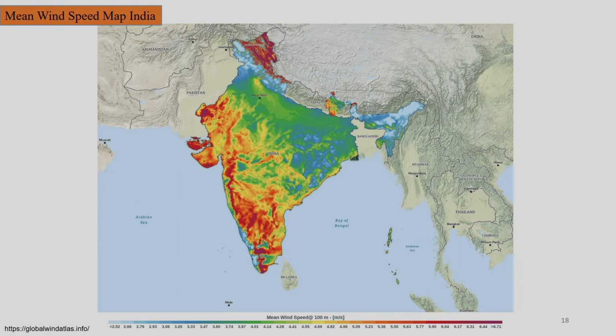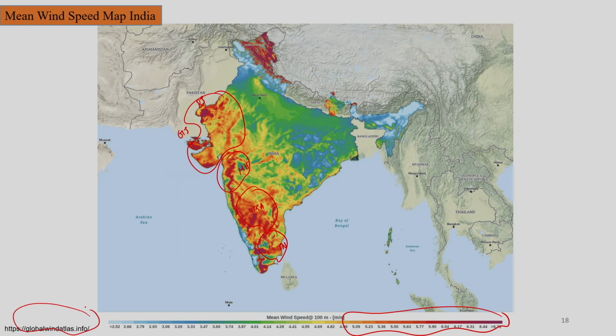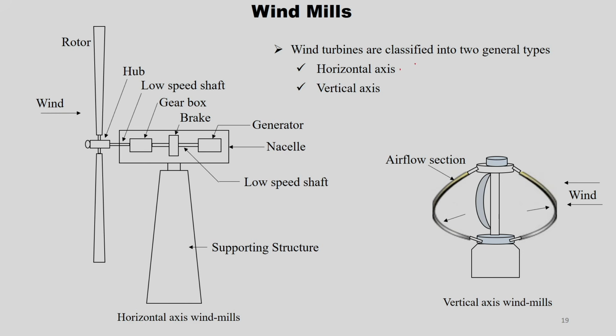This is the mean wind speed map of India. If you see, this is the large capacity area. As we discussed in the brief introduction, the Gujarat as well as Rajasthan side, here it is the Maharashtra side, and here the Karnataka side, and Tamil Nadu down south. This has the maximum capacity for wind power production. This is taken from globalwindatlas.info, and we have already discussed in depth the horizontal axis and vertical axis.